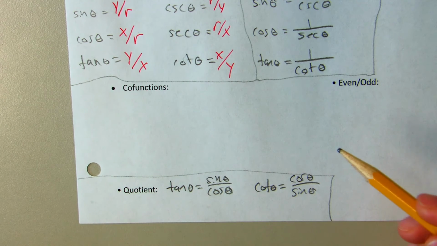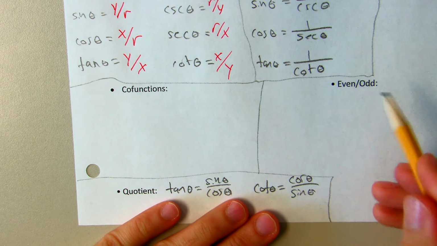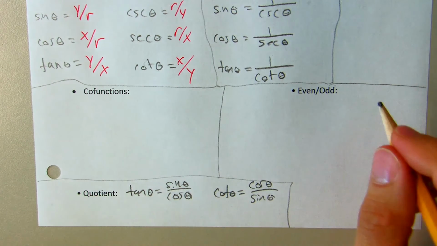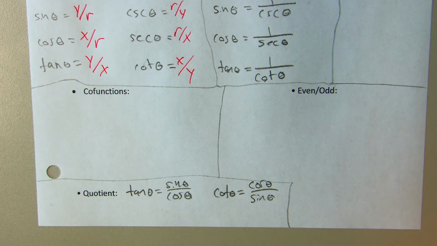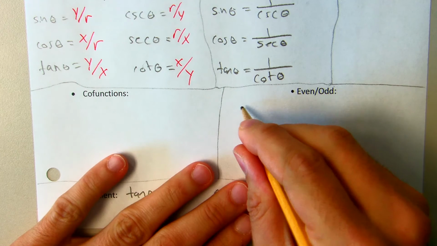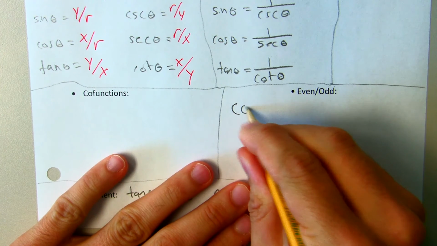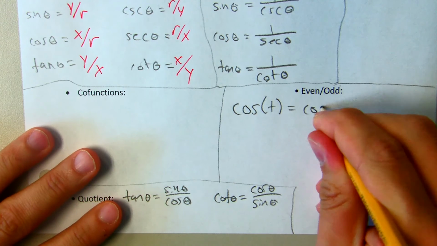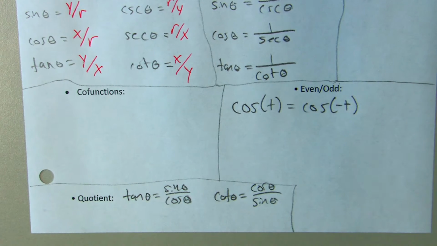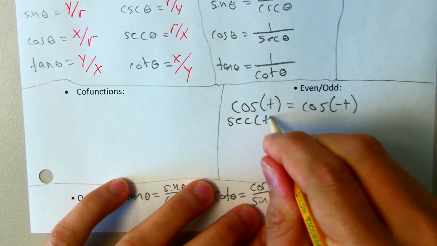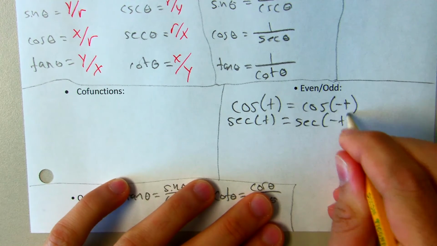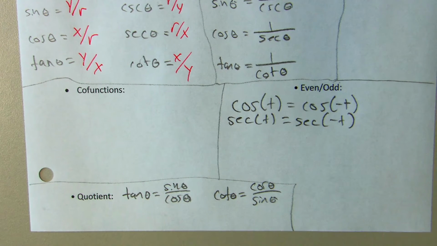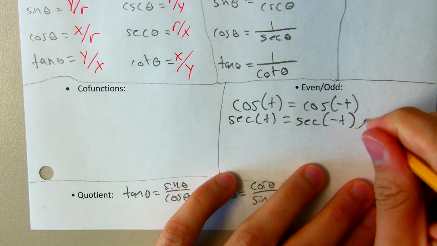I will add that even and odd, I barely said anything about. But do you happen to remember? I said there's only two functions that were even. Do you remember what those two functions were? Cosine is even. What that means is, for cosine, whether I plug in a positive angle or a negative angle, I get the same thing. Secant is also even, so it works the same way. So did you have to memorize that yet? Probably not. It was helpful if you did. But these are the even functions.